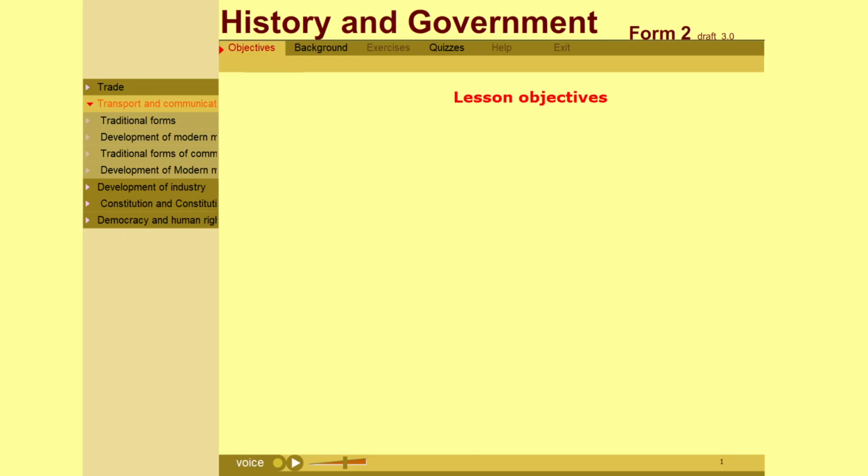By the end of the lesson, you should be able to define the term transport, explain the traditional means of transport.